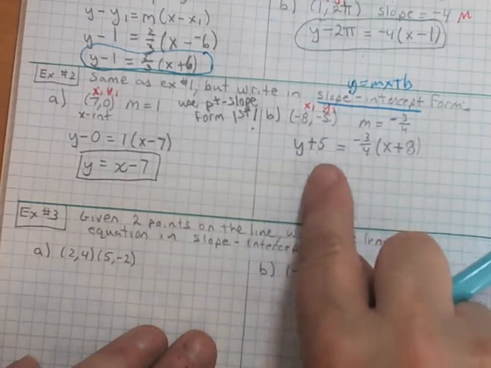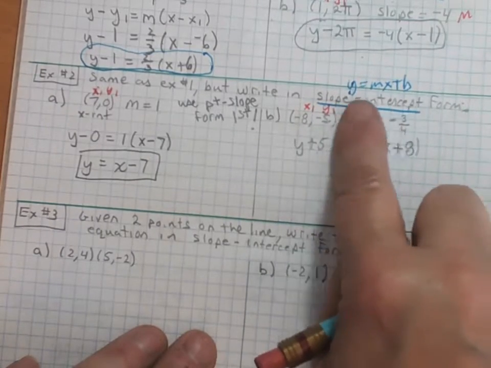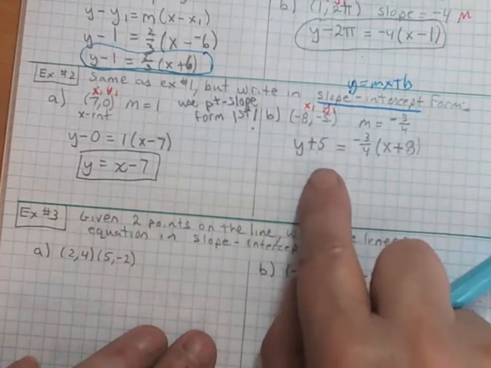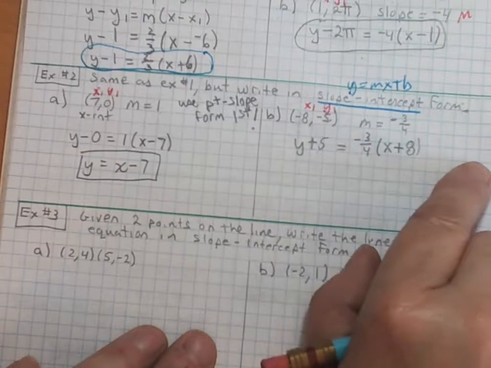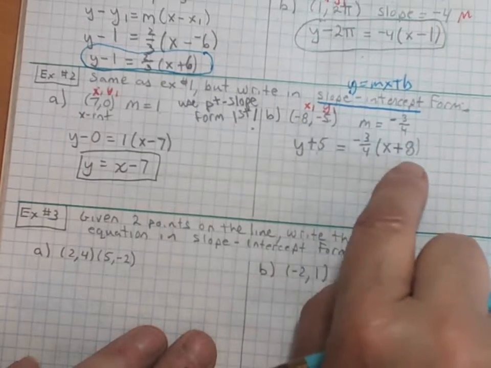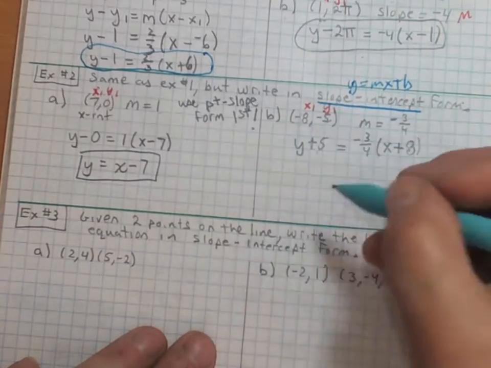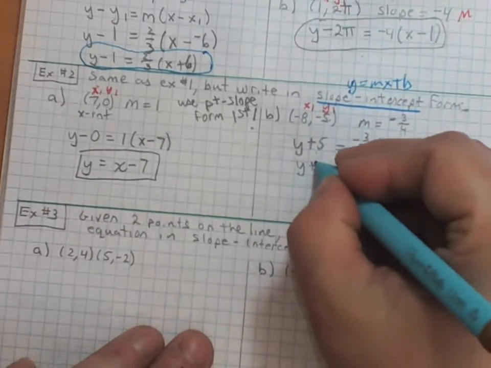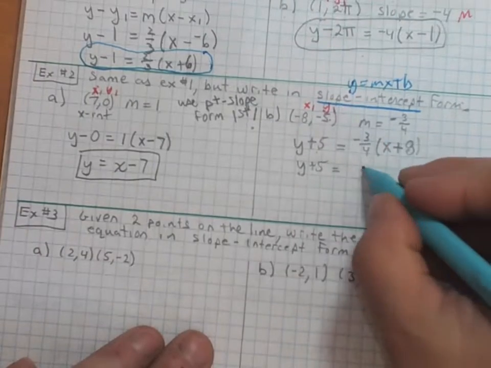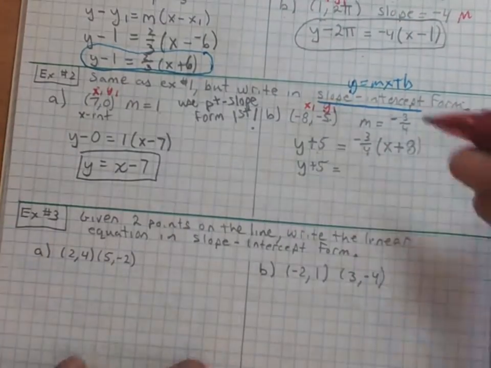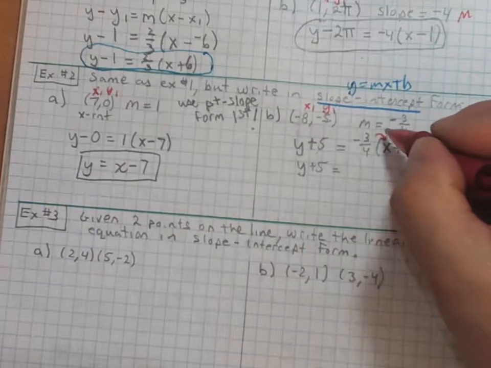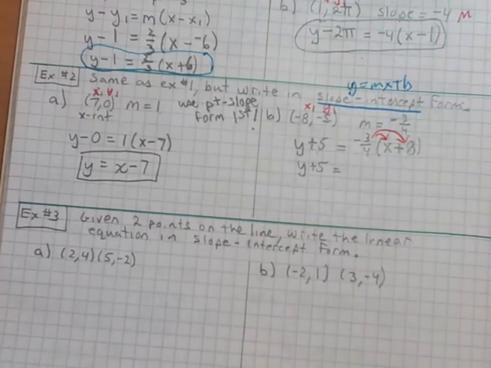All right, so now I need to get it into the mx plus b form. So I need to solve for y. Can't have any parentheses, so I got some work to do here. I got to distribute and all that business. So let's start with that. I'll keep the left side the same and distribute. -3/4 times each term.